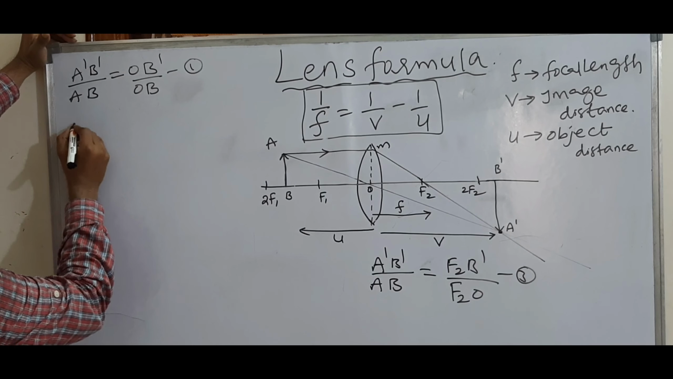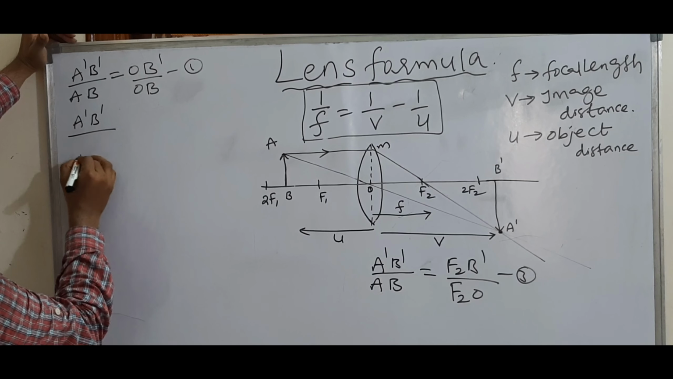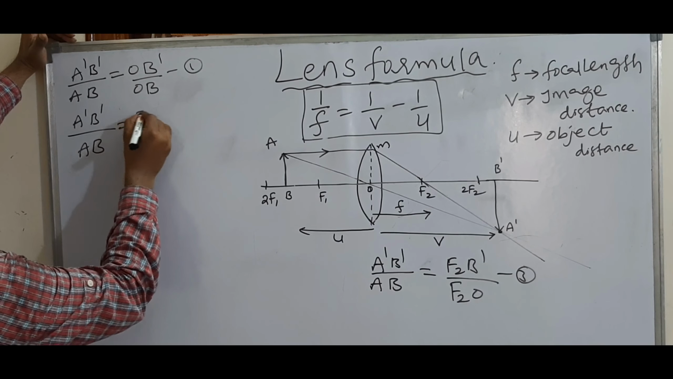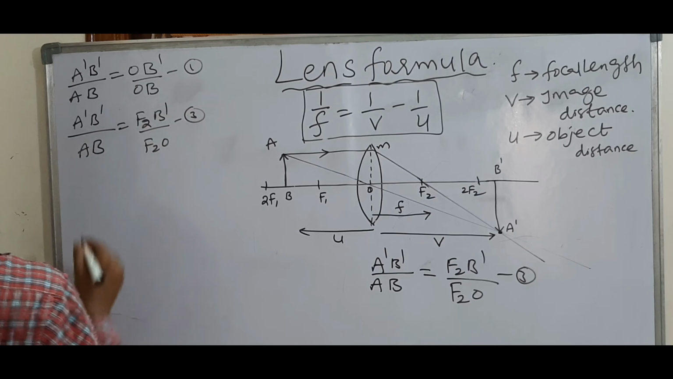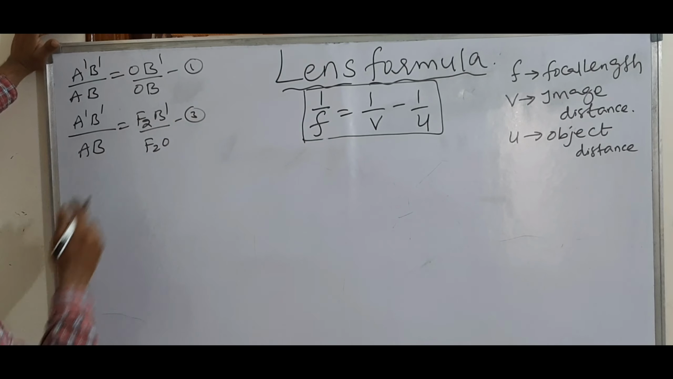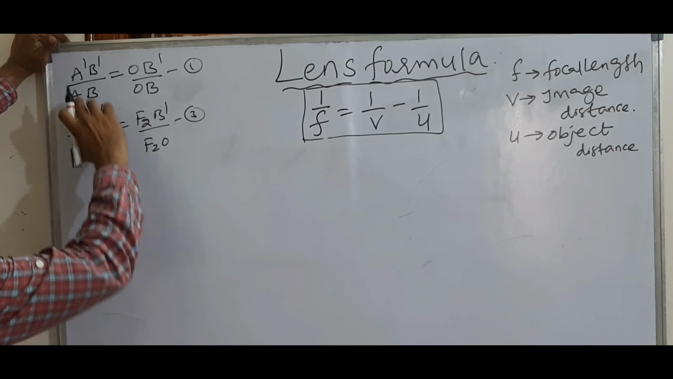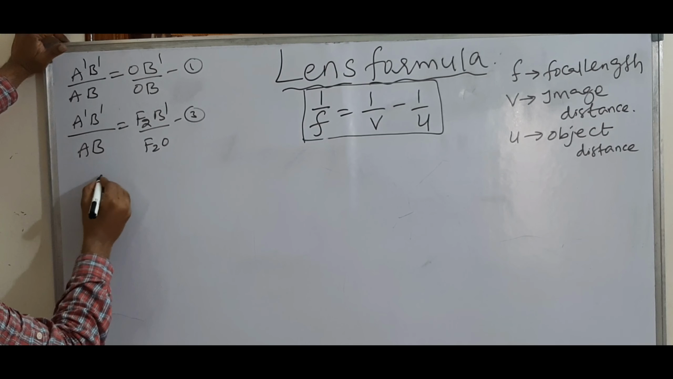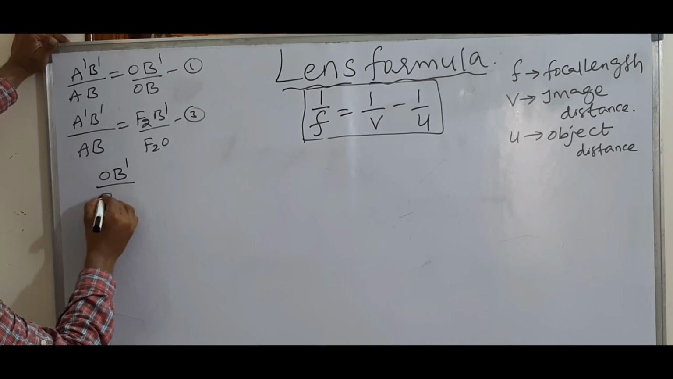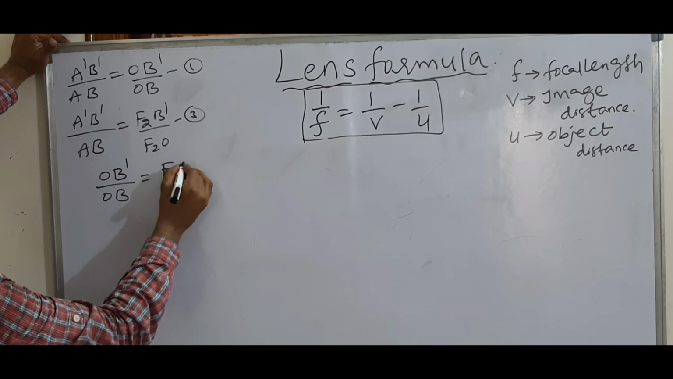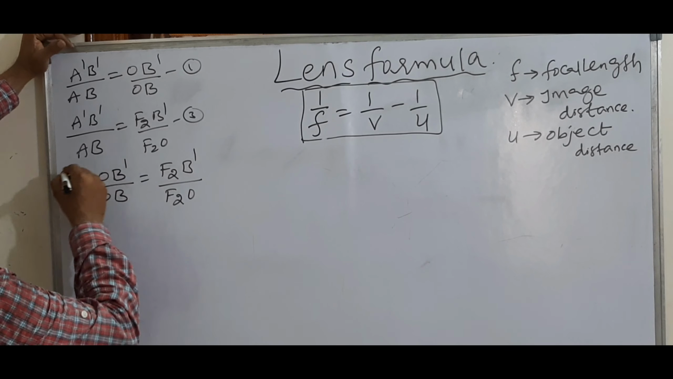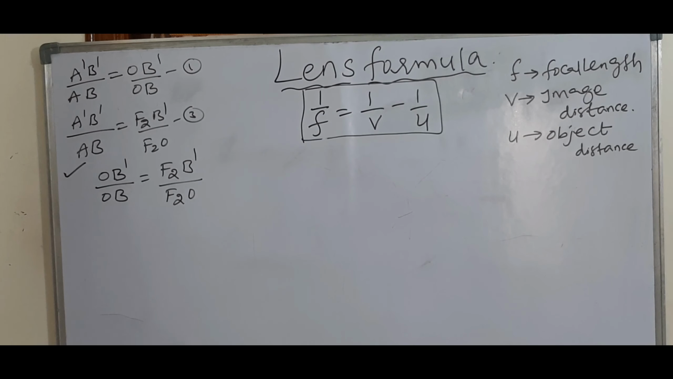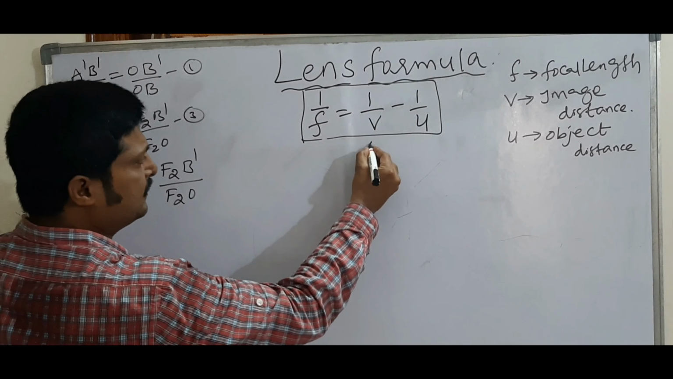What is equation 3? A dash B dash by AB is equal to F2 B dash by F2O. This is equation 3. Compare equation 1 and equation 3. See, the left sides are equal, so the right sides are equal: OB dash by OB is equal to F2 B dash by F2O. Okay, now this is the required equation. Next, substitute each individual value.